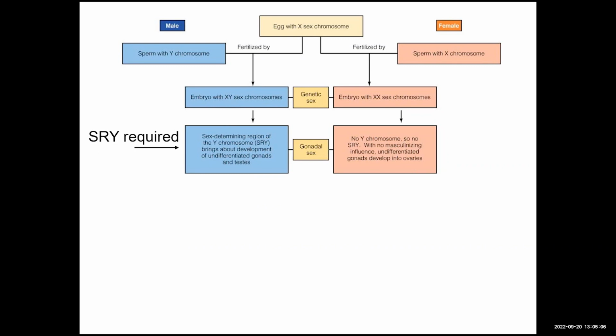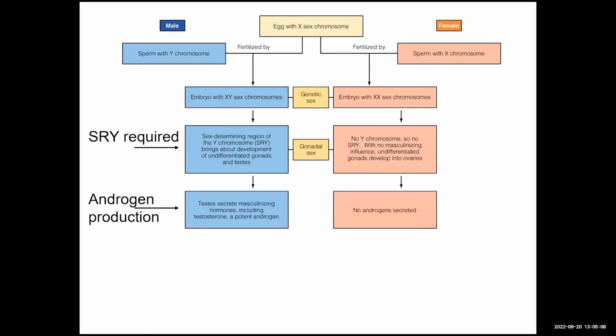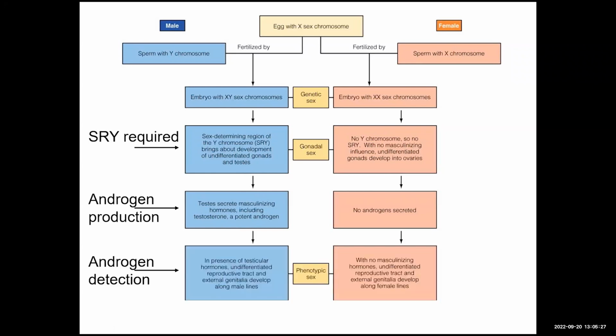The next level of sex determination is androgen production. Androgens are produced primarily by the testicles. If the SRY gene was present and the testicles develop, then androgen production will begin. In normal female development, this doesn't happen. However, in order for androgen production to matter, androgen detection must occur. If androgen detection occurs, then you will develop as a normal male. This is your phenotypic sex. However, if androgen detection does not occur, then you will be phenotypically female.